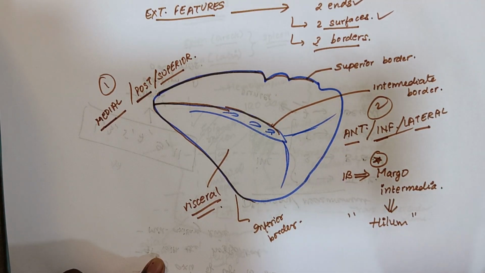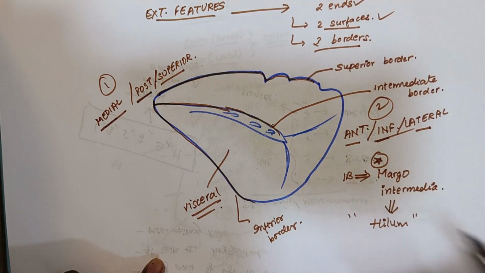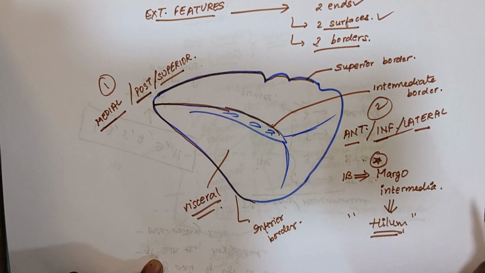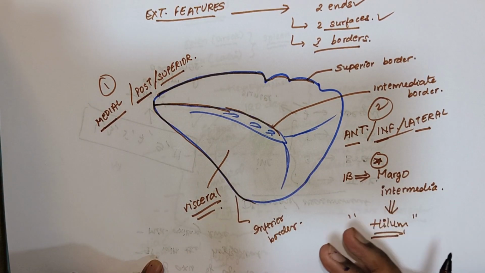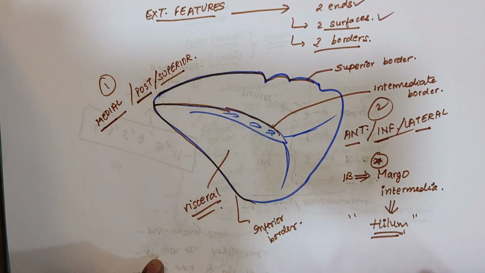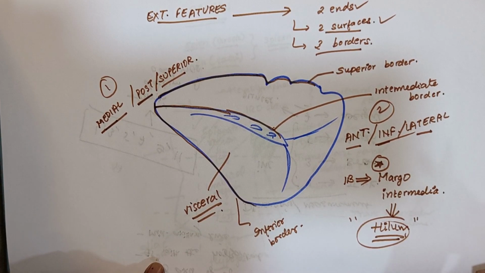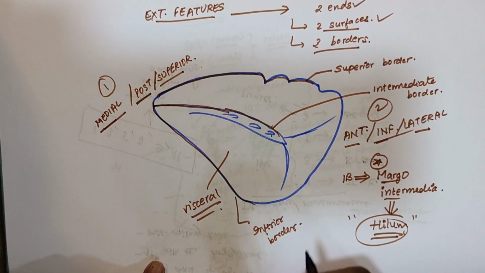And in simple terms, it is a place where all the contents enter the lung and exit the lung, isn't it? So basically, the hilum of the spleen is also that area where all the vessels and the ligaments enter the spleen. Okay, they're related to the spleen at that very point. This is the hilum of the spleen. So that is why the margo intermedia or the intermediate border is very important.